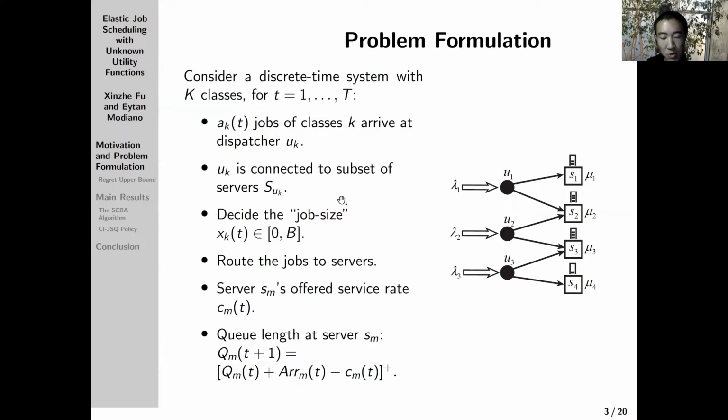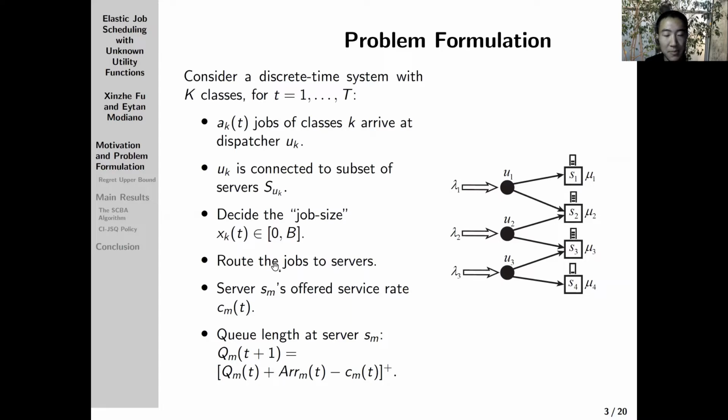Hence, based on the problem we are trying to solve, we propose the following concrete formulation. Consider a discrete time system with K classes of traffic and a time horizon of capital T time slots. At each time, A_k(t) jobs of class k arrive at dispatcher u_k, with the dispatcher u_k connected to a subset of servers S(u_k). We then decide the job size of class k as x_k(t), in the bounded set 0 to capital B as an upper bound. And then we route the jobs to the servers.